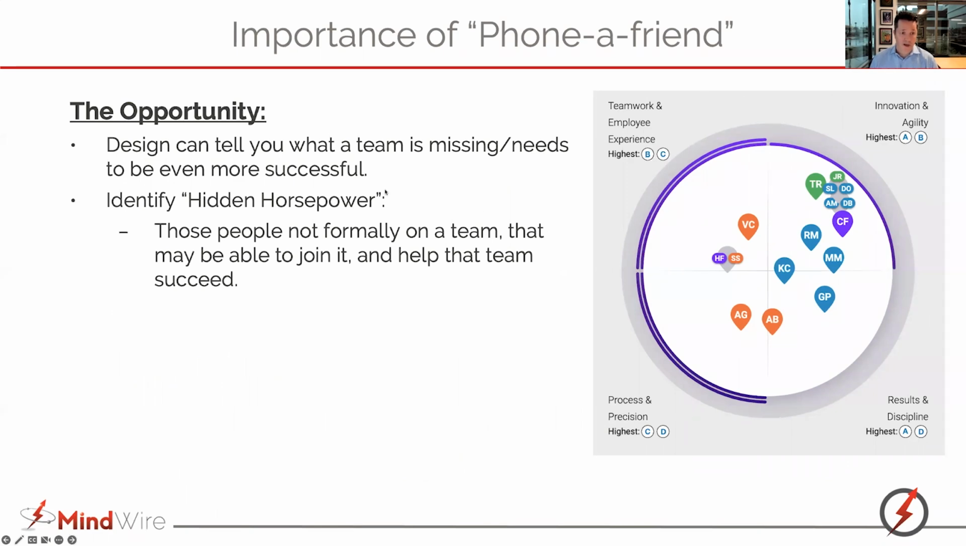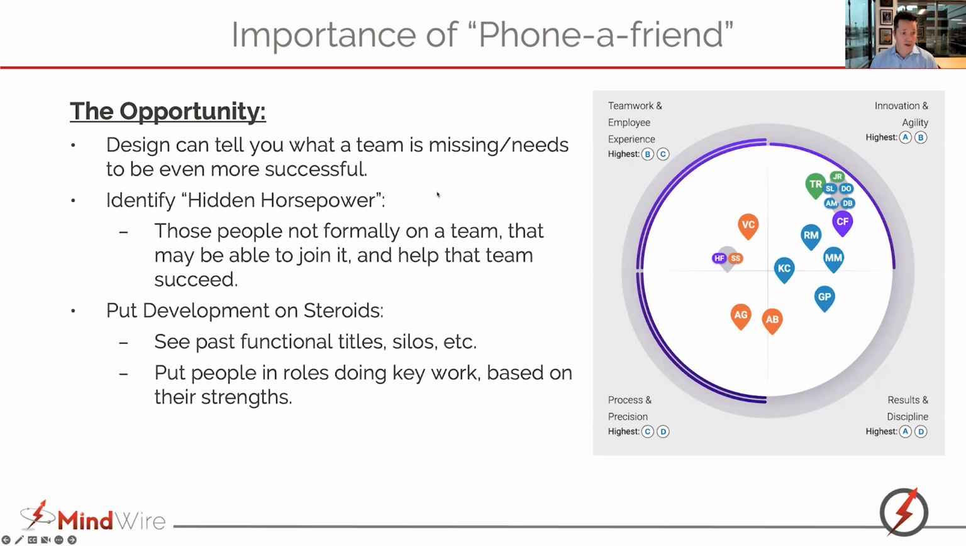that it needs to be more successful. And then you can use the software to say, who do we have that might not be formally on this team, but could join or help in some way if we ask them? And now you can put development on steroids, because what would be better than helping some of your best people work on some of your most important objectives, right? There's no better development opportunity than that.